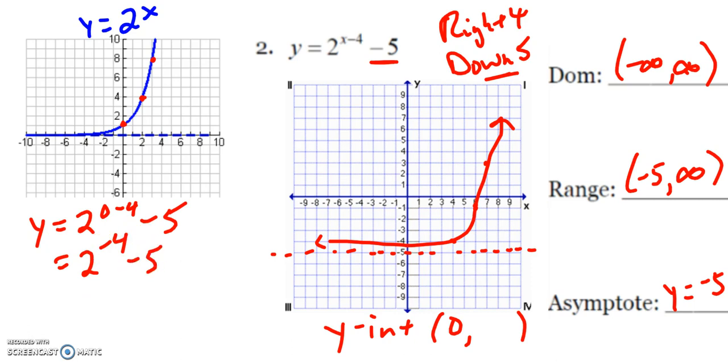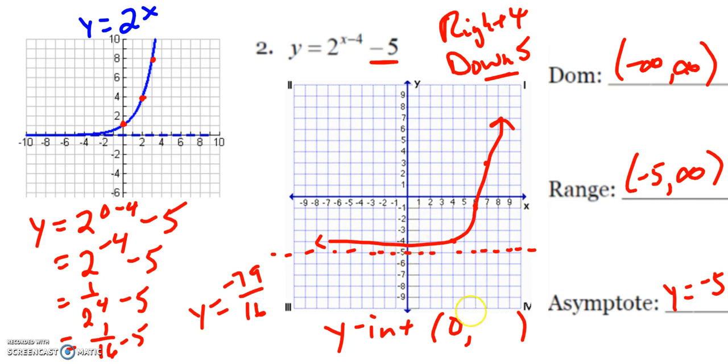Well, 2 to the negative 4th, if you recall, that's going to actually bring the 2 to the denominator and make that exponent positive. So I'd have 1 over 2 to the 4th minus 5, which that's 1 over 16 minus 5. And if I plug that in my calculator, it's going to be a decimal or a fraction. I'll go ahead and leave that in fractional form. We get that to be negative 79 over 16. So that is going to be our y-intercept.